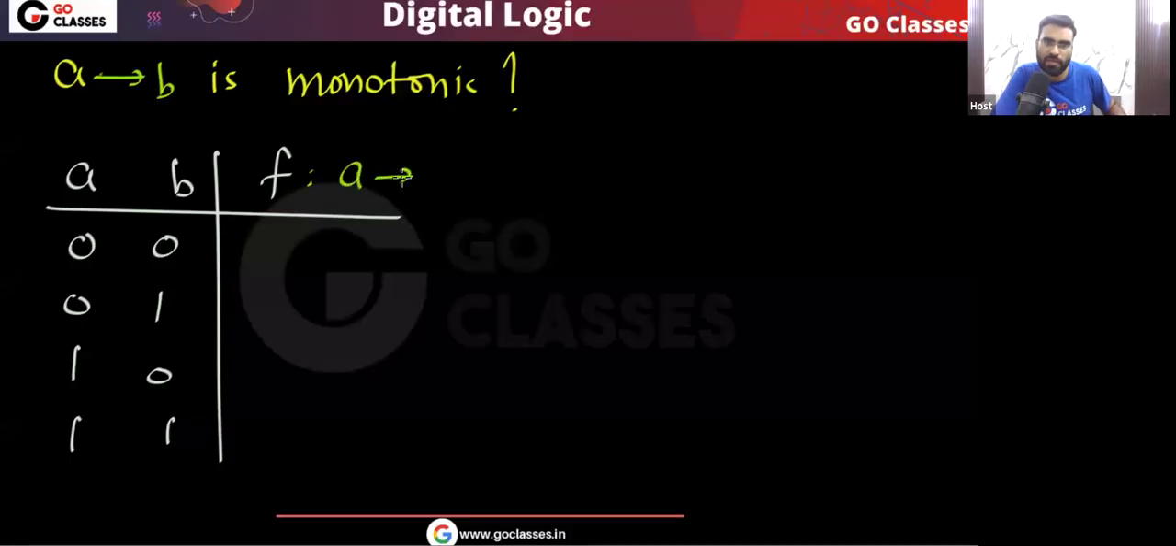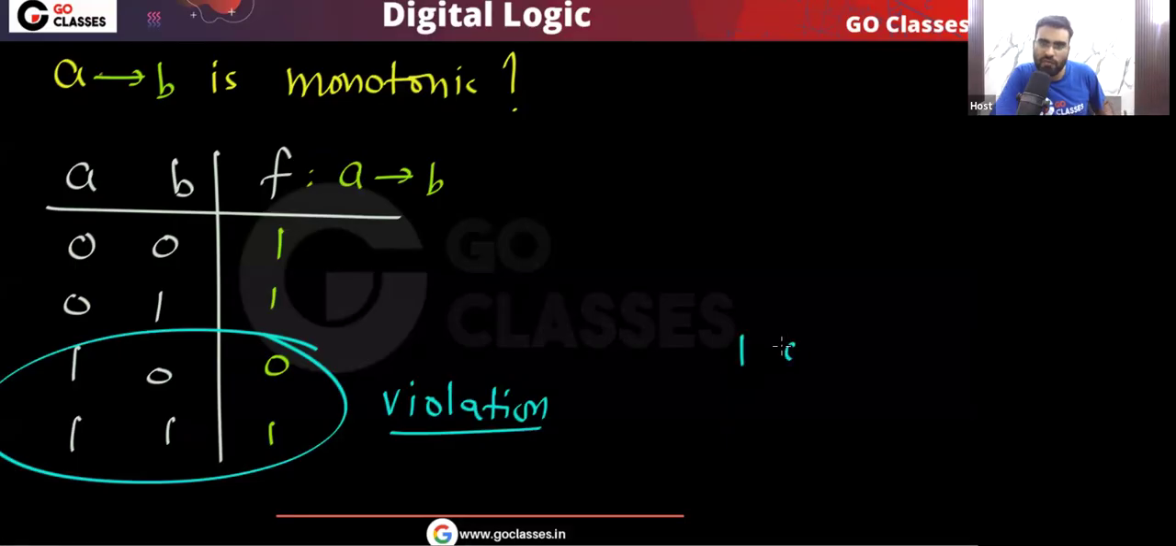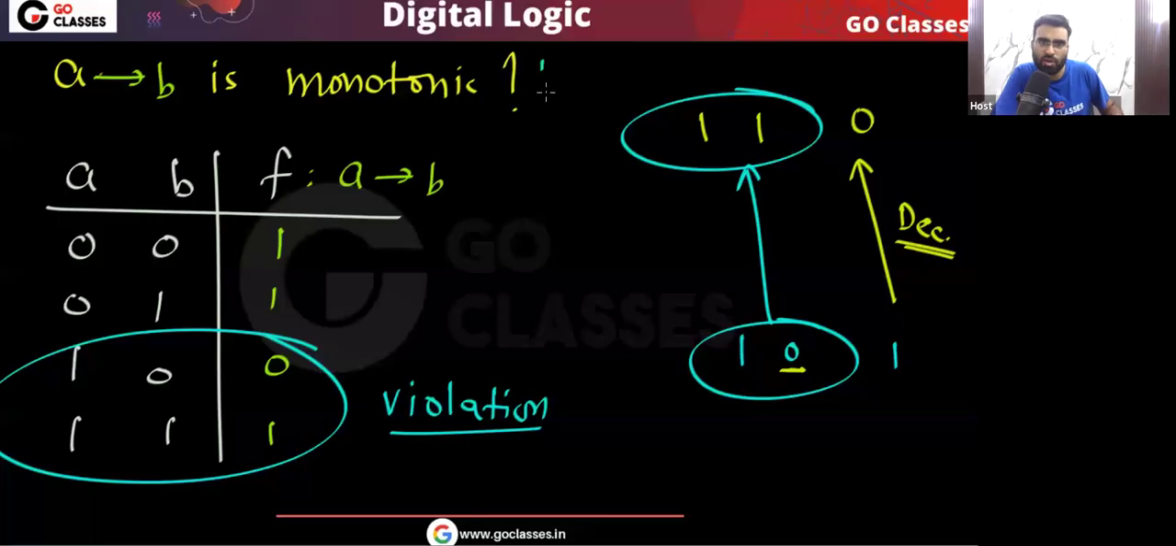What about A implication B? This is the truth table: 1101. Again, this is the violation. For this combination, the function value is 1. If I change a single variable from 0 to 1, then the function value is decreasing. So this is the violation. Again, this is not monotonic.